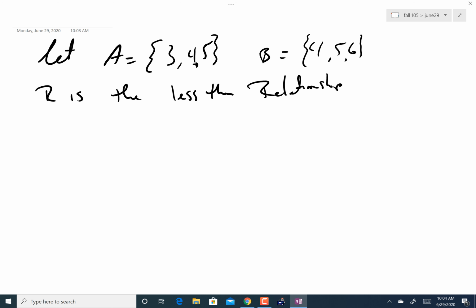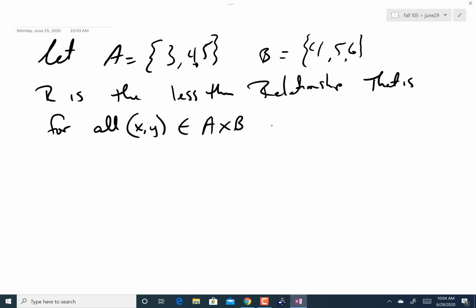Okay. That is, and this is how your book writes it, so I'm going to write it exactly the way it is. For all x and y that are elements of A cross B, x R y is this. X is less than y. Okay? Cool. What do I mean by that?